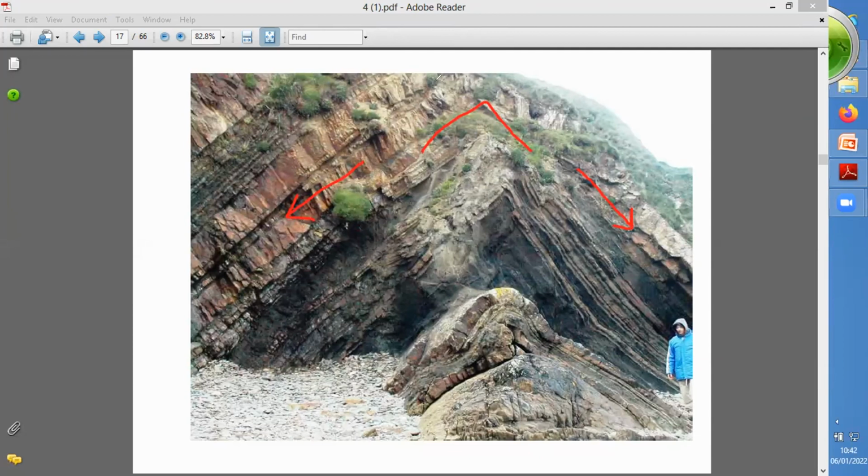Now what are the other characters? I have marked the pink color is the core and it is in the center, at the core. Okay, so this is the image of the anticline fold.